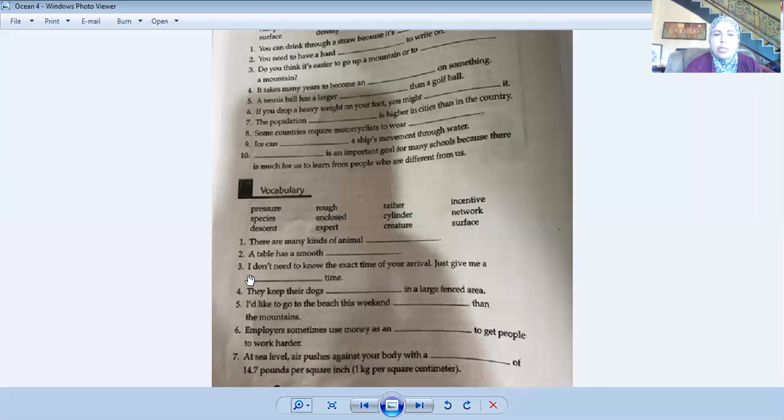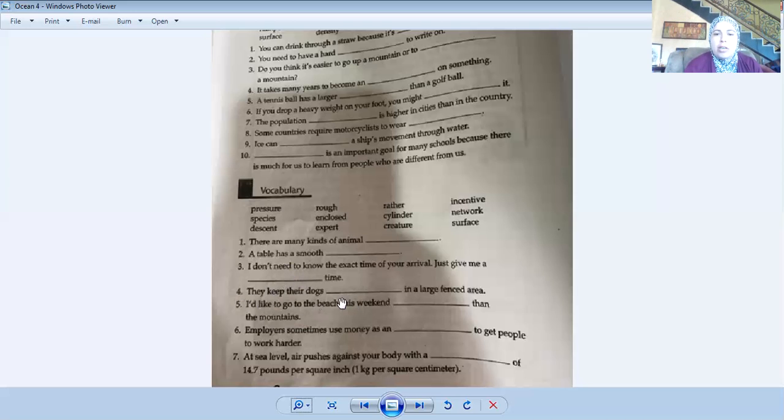Then we have the next word. I don't need to know the exact time of your arrival. Just give me a rough time. A rough time is like not an exact time, an around time. Okay, like 3:05, 3:10, something like that. You tell somebody, I'll be there at around 3. That means that's the rough time.